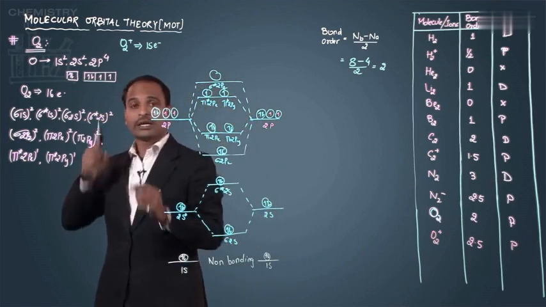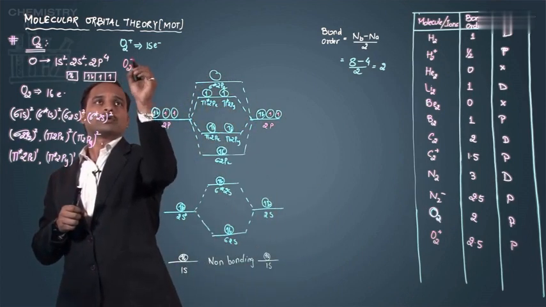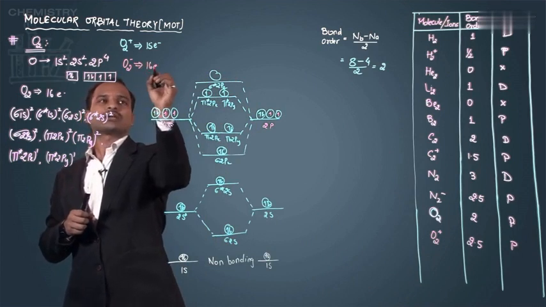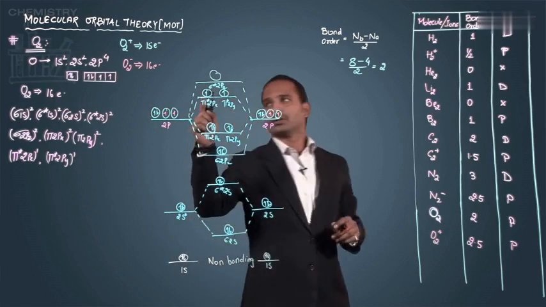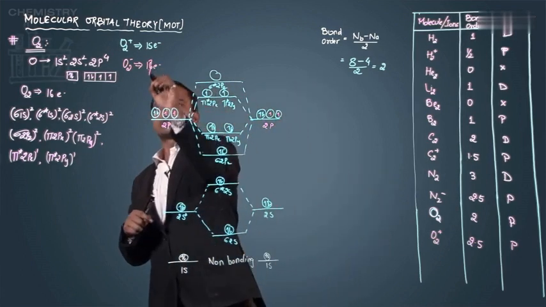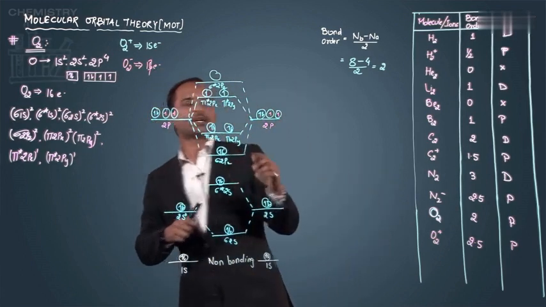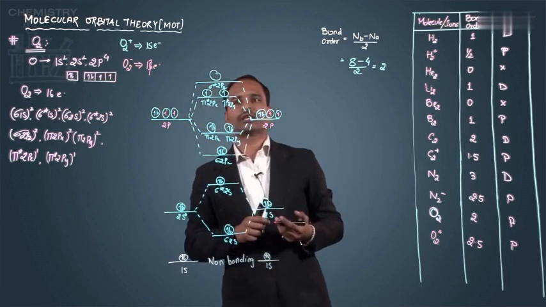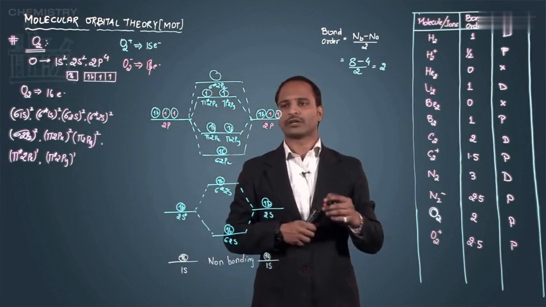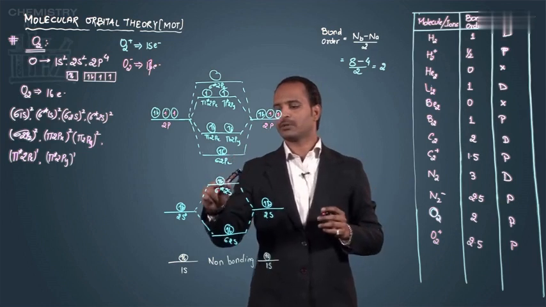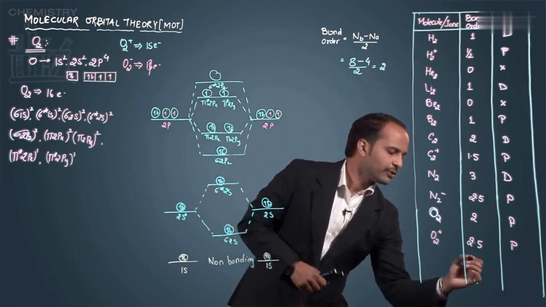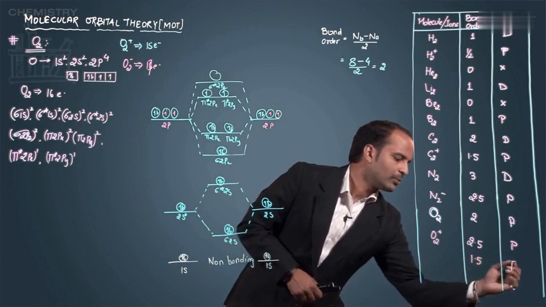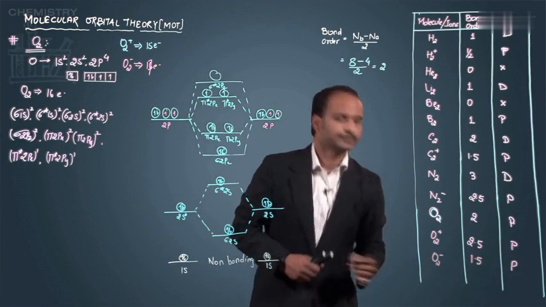If it is O2 minus, then there will be 17 electrons. 16 means one more electron, then 17 electrons. Then this will get paired. That means anti-bonding electrons will increase, and if anti-bonding electrons are increasing, then bond order will reduce to 1.5, because it will become 8 minus anti-bonding 5. So 3 upon 2, that is 1.5. And again it is going to be paramagnetic in case of O2 minus.